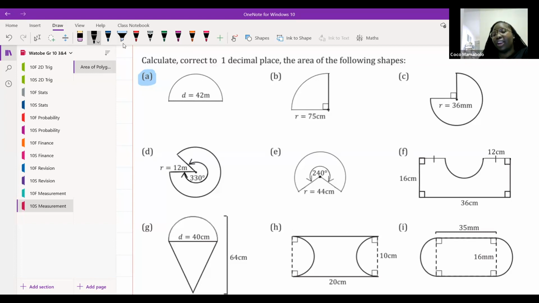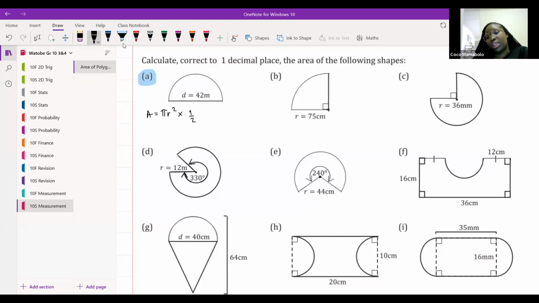Now, if we're going to calculate for the area of this, we're just going to use the normal formula that we know for the area of the circle. The area of the circle is pi times radius squared. But because this is half a circle, we're just going to take the answer we have and multiply it by a half. And I know that somebody's going to ask me, ma'am, can we just divide by 2?